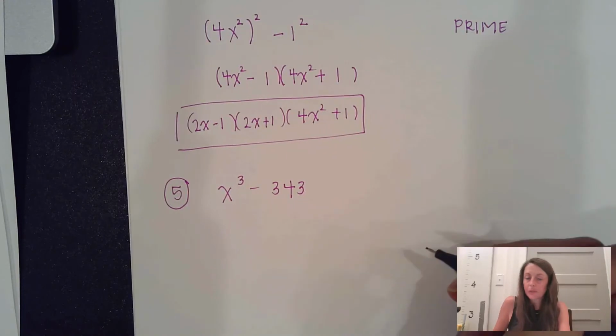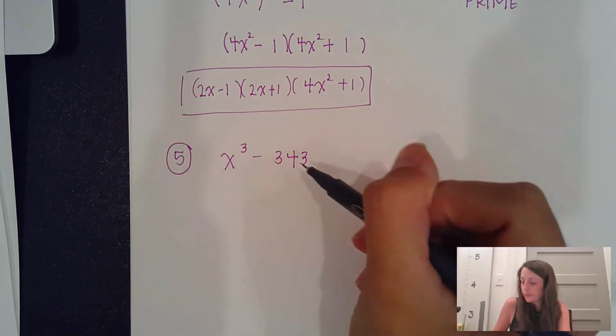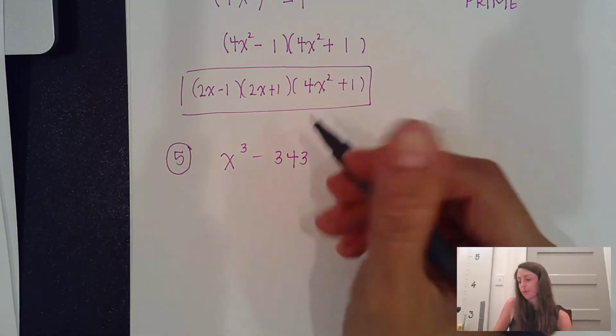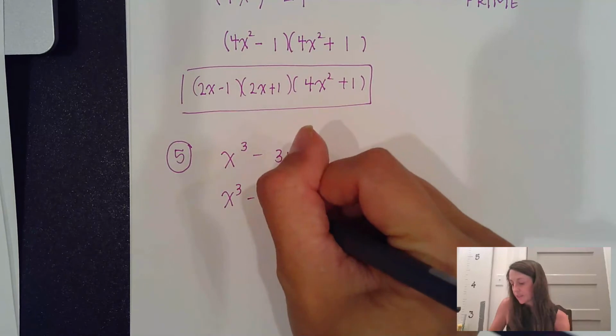All right, what about this one? This one's x cubed minus 343. So x cubed minus 343. 343 is a perfect cube. It's 7 cubed.